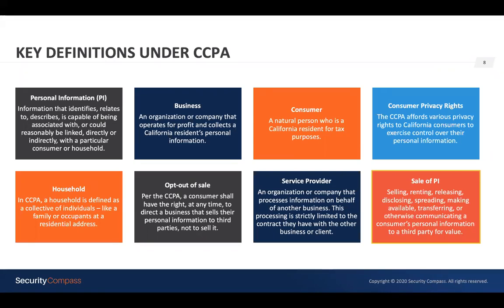An opt-out of sale, per the CCPA: a consumer shall have the right at any time to direct a business that sells their personal information to third parties to stop transferring their personal information. Talk a little bit more about this right and what it means in detail in the next section. And finally, the definition for sale of personal information.